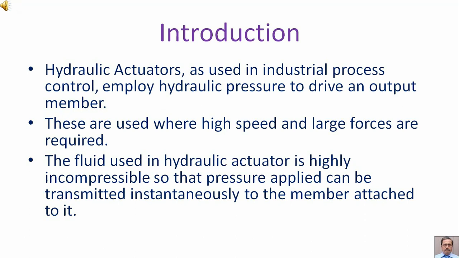Introduction. Hydraulic actuators, as used in industrial process control, employ hydraulic pressure to drive an output member. These are used where high speed and large forces are required. The fluid used in a hydraulic actuator is highly incompressible, so that pressure applied can be transmitted instantaneously to the member attached to it.